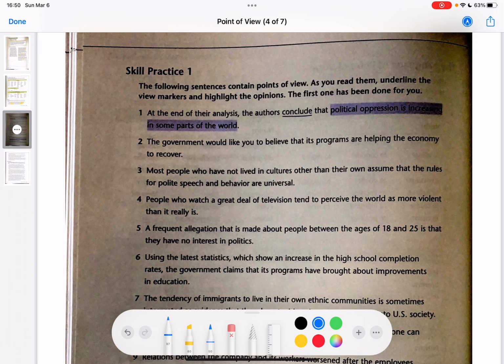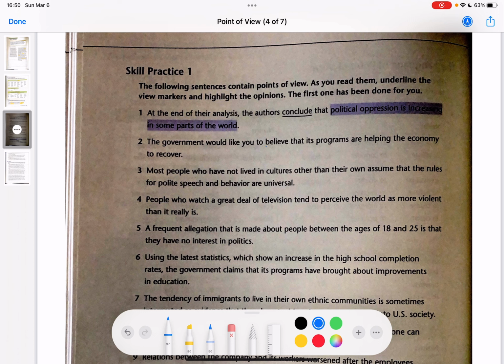So here, let's do the next one together. Go ahead and pause your video, look at number 2, read it, and try and decide what you think is the view marker. Look back on that chart and the previous page if you need to, and then what is the common view? Okay, that was great.